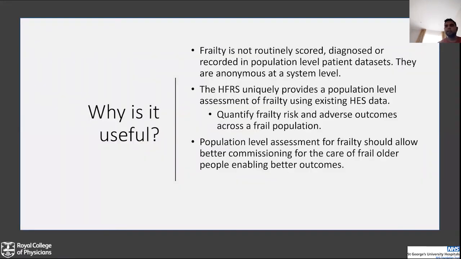So one of the advantages to this type of score is that it can be used retrospectively to look at an entire population and give you an idea of the risk of frailty. You can then relate that frailty risk to different adverse outcomes in that population to give you an idea about what's happening to them when they're admitted to the hospital. And ultimately, it allows for better resource planning for these patients.